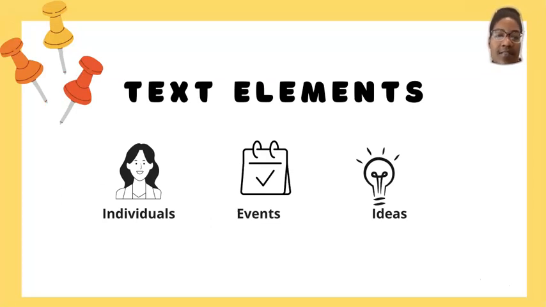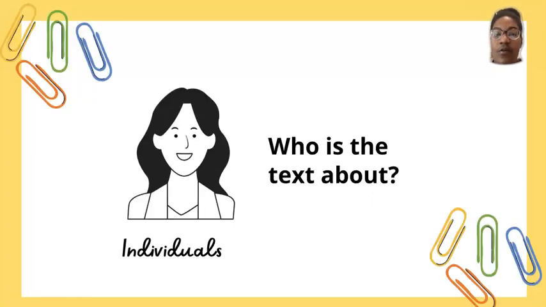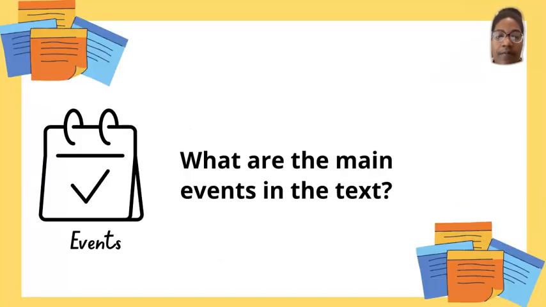All right, text elements. Let's talk about them. Individuals, events, and ideas, how they interact, how they influence one another. Let's talk about what each one of these means. So, an individual, who is this text about? An individual could be a single person or thing, or a group of people or things, especially when compared to another group or a set to which they belong. So, when we're talking about individuals, we may be talking about a person, we may be talking about a group of people, but we want to focus on who this text is talking about.